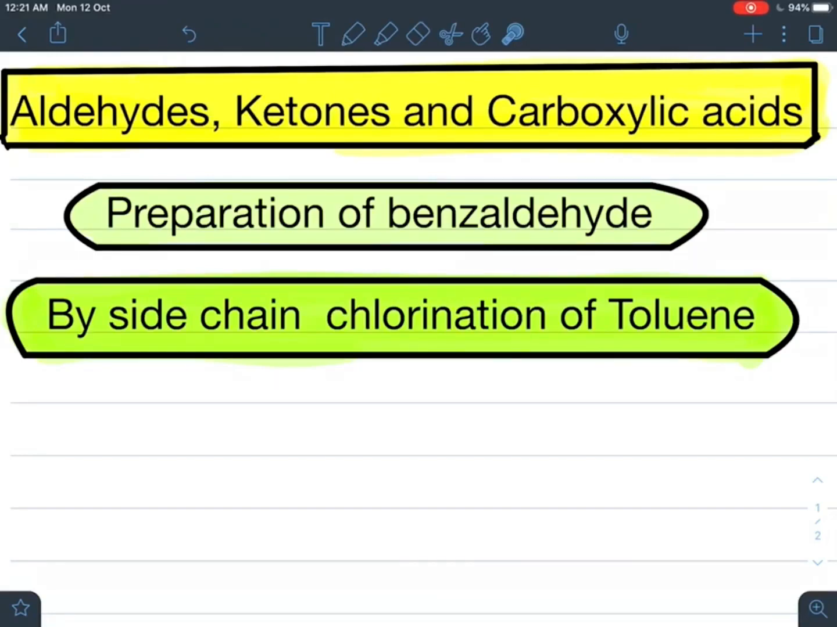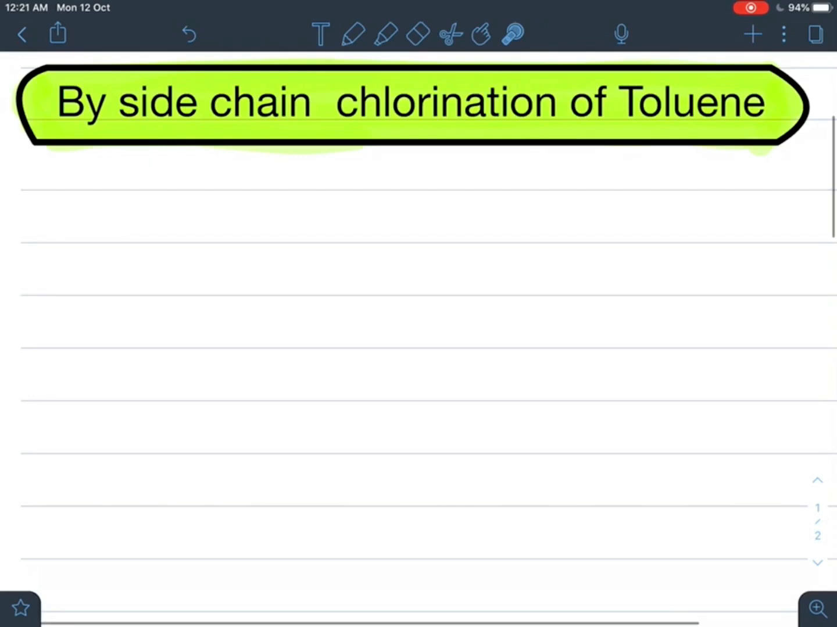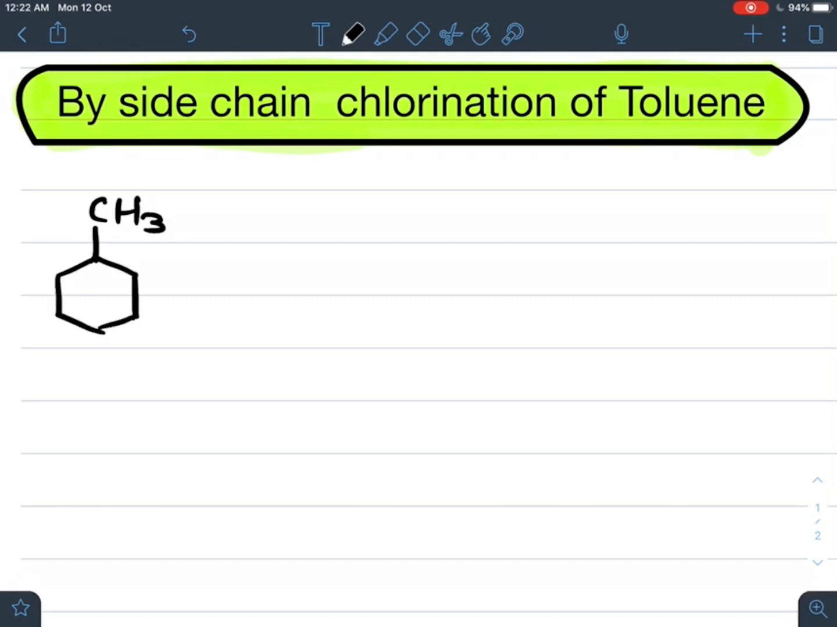Students, in this video we are going to study the preparation of benzaldehyde by side chain chlorination of toluene. So how does the reaction take place? Let's see. What is the formula of toluene? A methyl group attached to the benzene ring. This is the formula of toluene.